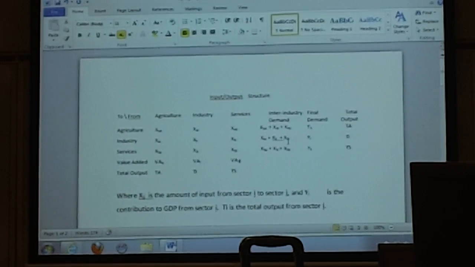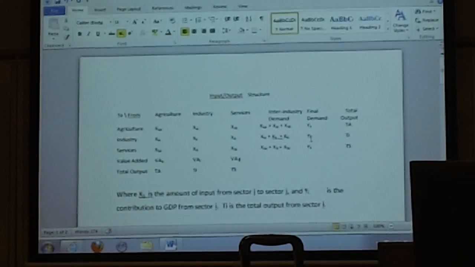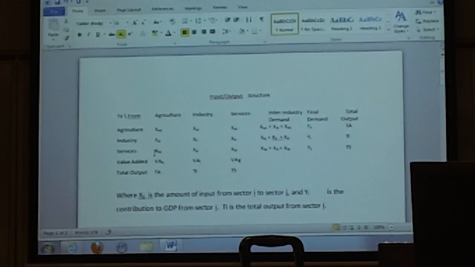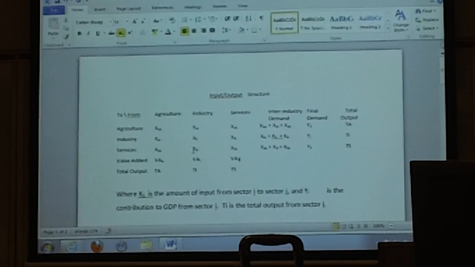And when you add these up, you get the amount of final demand that goes to industry. When you add the final demand to industry demand, you get the total amount of industry output. And likewise, services. Services in agriculture are like farm banks, things like that. The services in industry could be like accounting services. And the services in the service sector, and many services. So you add this up, you get the final demand, and then you get total output.